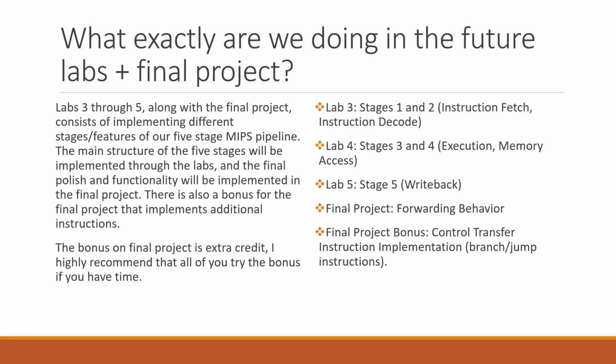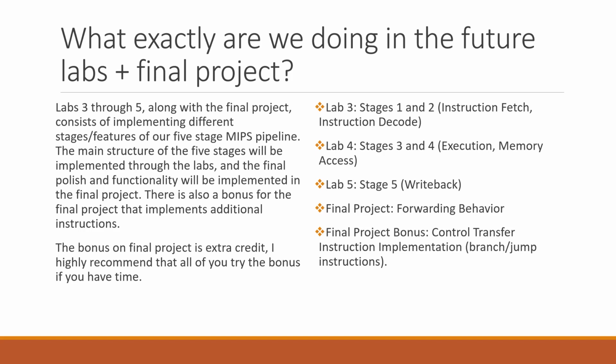I want to give a brief overview of what we're going to be doing in the rest of this course regarding the labs and the final project. Labs 3 through 5, along with the final project, consist of implementing different stages and features of our 5-stage MIPS pipeline. The main structure of the 5 stages will be implemented through the labs, and the final polish and functionality will be implemented in the final project. There is also a bonus for the final project that implements additional instructions.